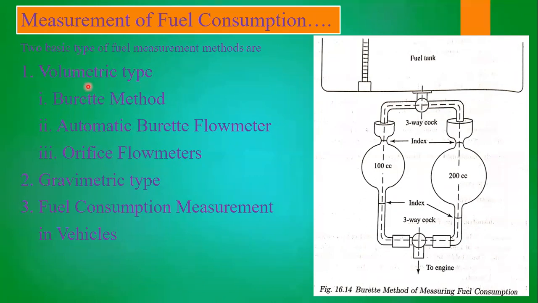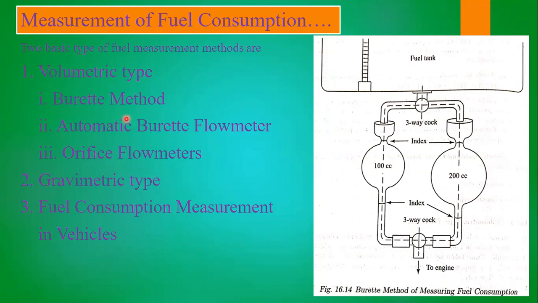So we will discuss one by one. In volumetric type, we have three methods. One is the burette method, and the other one is the automatic burette flow meter, where the start and stop of the stopper or timer is done automatically by the equipment only. In the burette method, we need to record the time taken to consume a given quantity of fuel. And the next one is the orifice flow meter. Here we use an orifice, and we will discuss one by one.